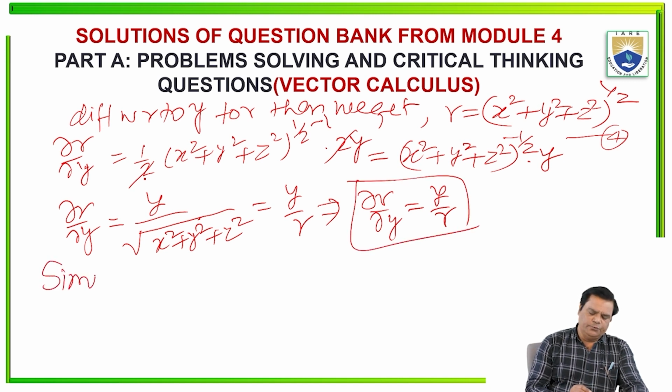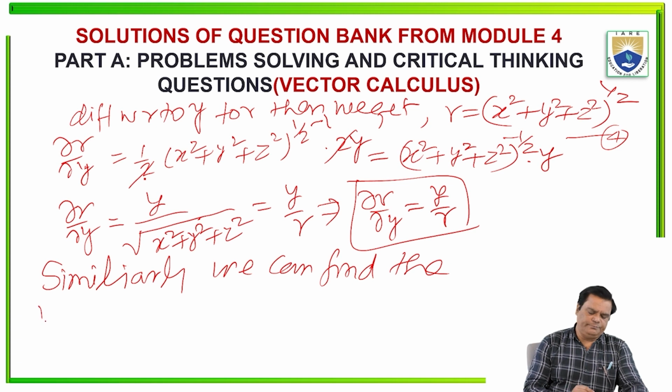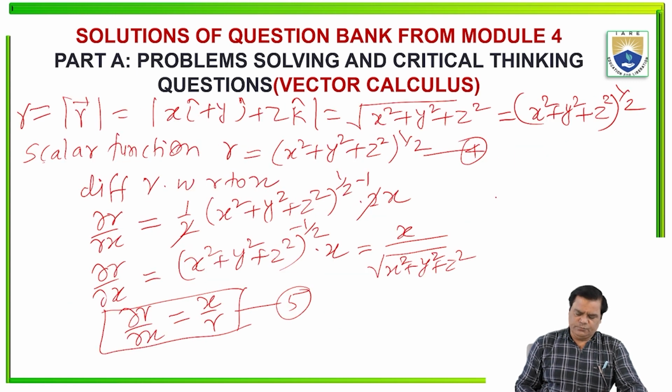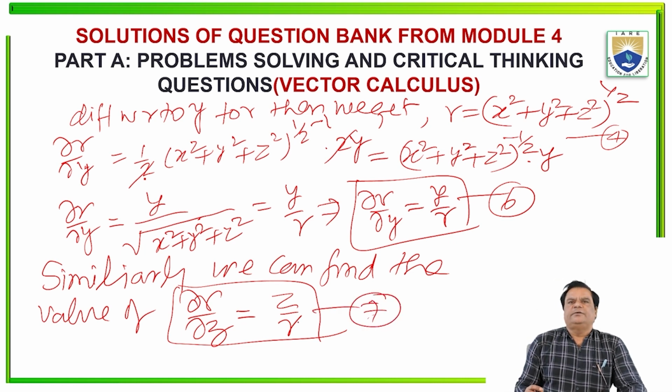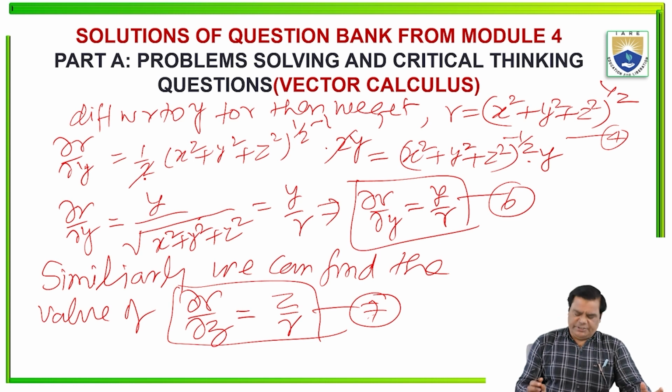Similarly, we can find the value of ∂r/∂z equal to z/r. This is equation number 7. So these are equations 5, 6 and 7. These 3 results we are using in our differentiation.